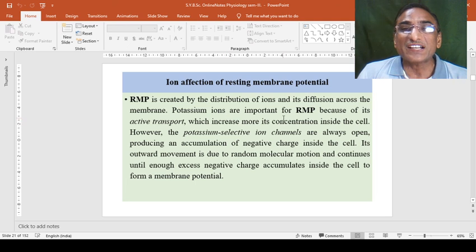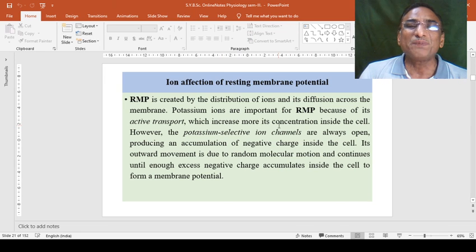Potassium ions are important for resting membrane potential because of active transport. Whenever energy is needed for the transport of ions, this is called active transport. And if energy is not needed, if it transports directly as per the role and structure of ions, then it is passive transport. Active transport increases its concentration inside the cell.